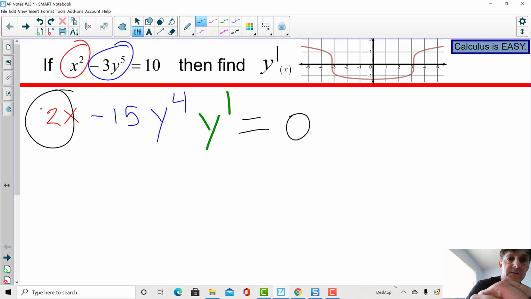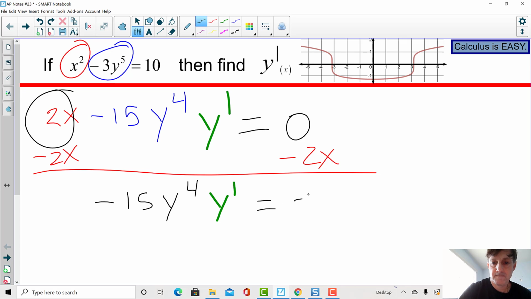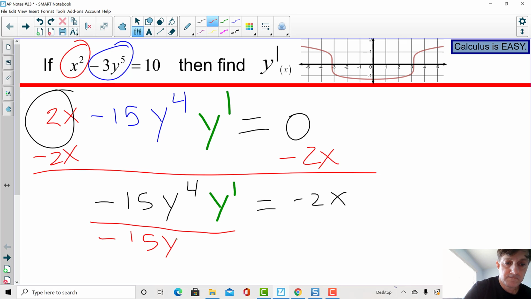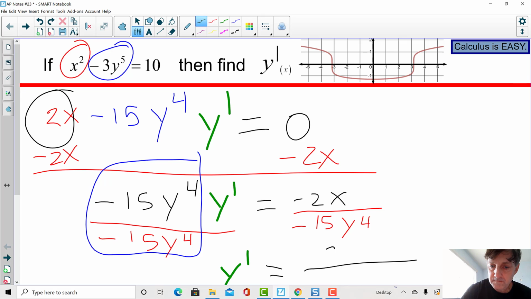Let's subtract 2x from both sides. Then we divide both sides by negative 15y to the fourth. Okay, that will cancel all of this stuff, and we just get y prime equals, negatives are going to cancel. Final answer, 2x over 15y to the 4.